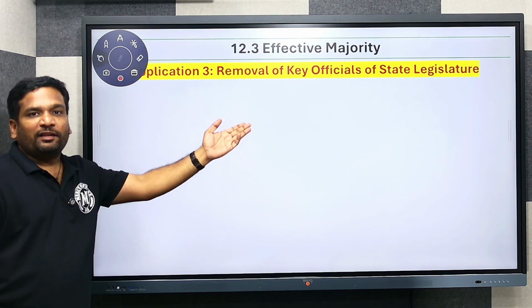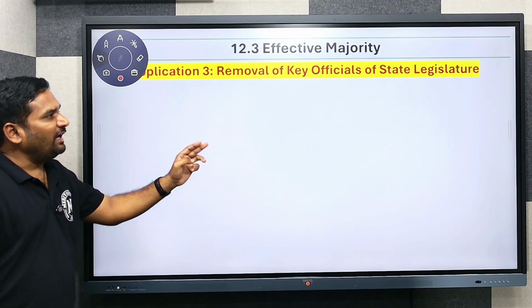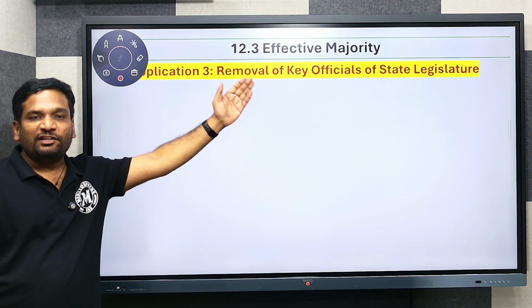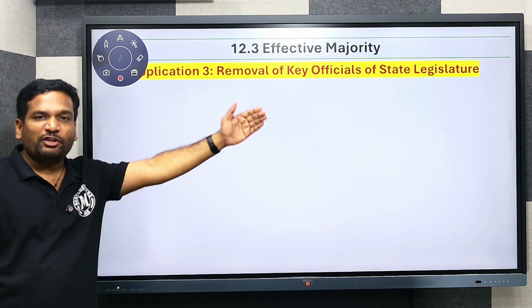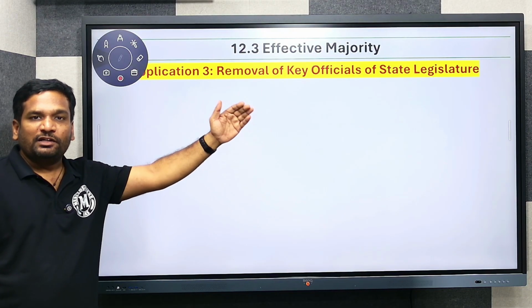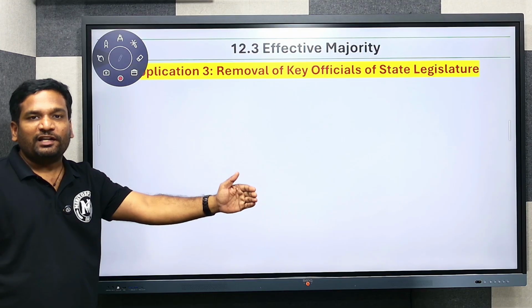Right. I have completed this one also in the earlier slide. It is talking about the state legislature: Speaker and Deputy Speaker of the State Legislative Assembly, Chairman and Deputy Chairman of the State Legislative Council.